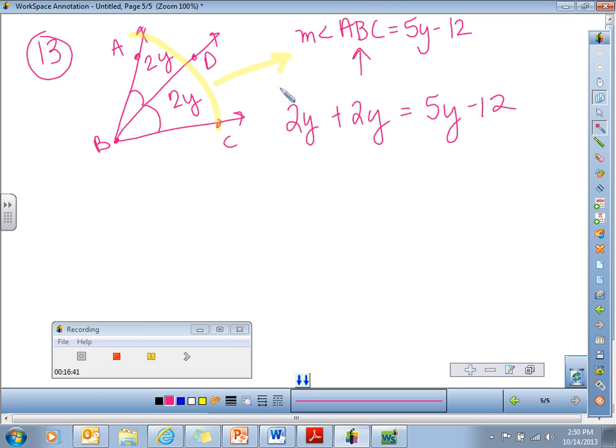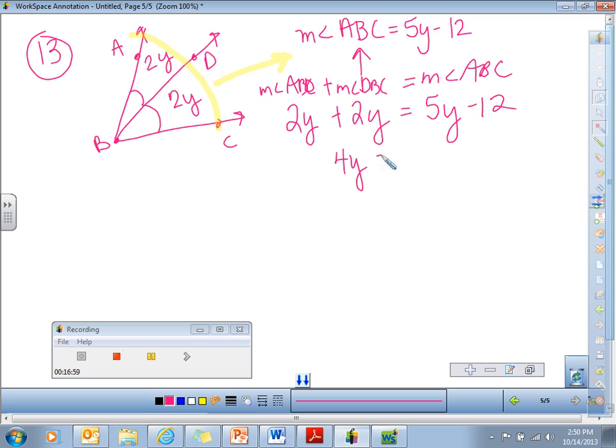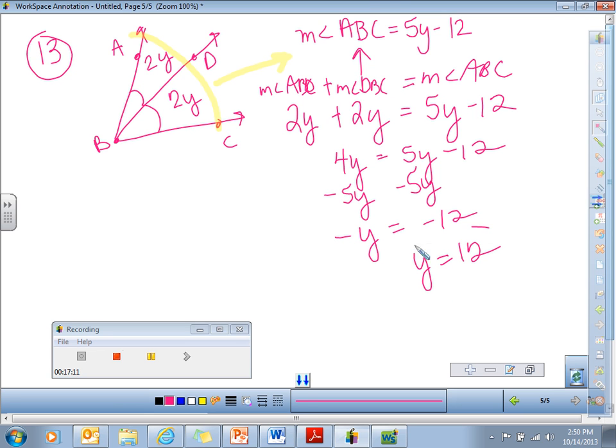That would be the measure of angle ABD plus the measure of angle DBC is equal to the measure of angle ABC. What's 2y plus 2y? 4y. That's 5y minus 12. I would subtract 5y. So what's 4y minus 5y? Negative y equals negative 12, so what's y? 12. Okay, plug it back in to find the measure of angle ABC.